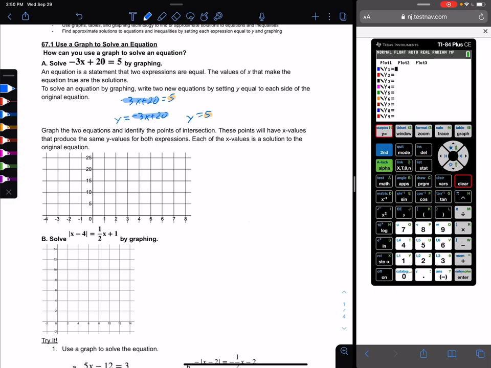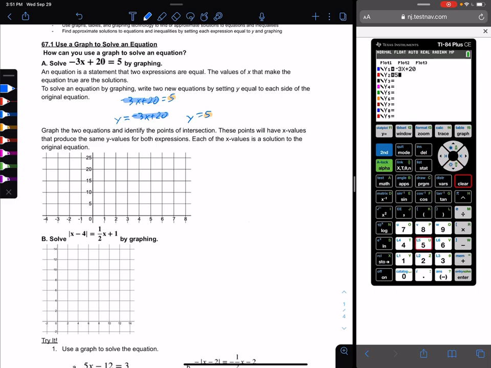So we're going to type in negative 3x plus 20 for our first one. The x key is the one next to the green alpha key. It looks like X,T,theta,n, and then you have your symbols. Don't use the actual alpha key and type the letter x in. You want to make sure you use that button. So negative 3x plus 20, and then I'll scroll down and type in y equals 5.